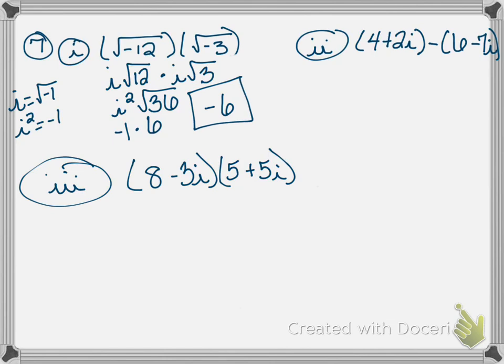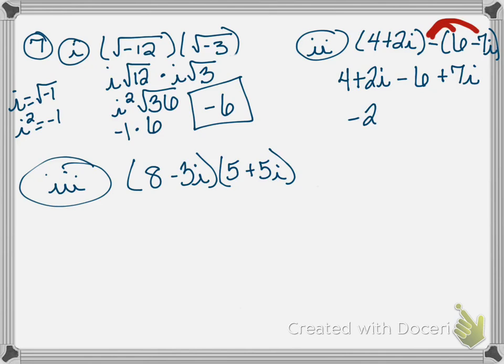Okay? On our next one, we have 4 plus 2i minus 6 minus 7i. So first thing I have to do is distribute this negative. So I have 4 plus 2i minus 6 plus 7i. Don't forget to distribute that negative to both things inside that parentheses. Then I have 4 and negative 6. That gives me negative 2.